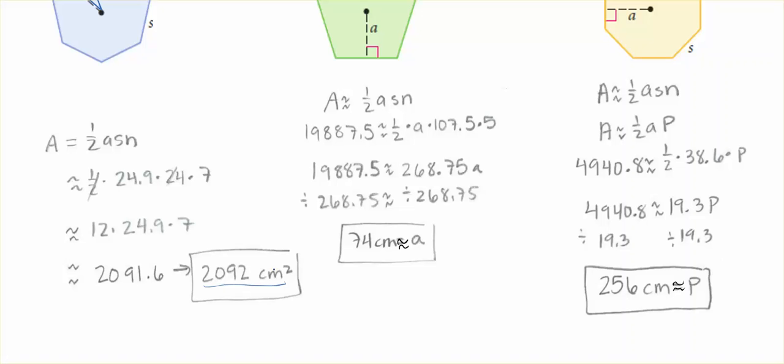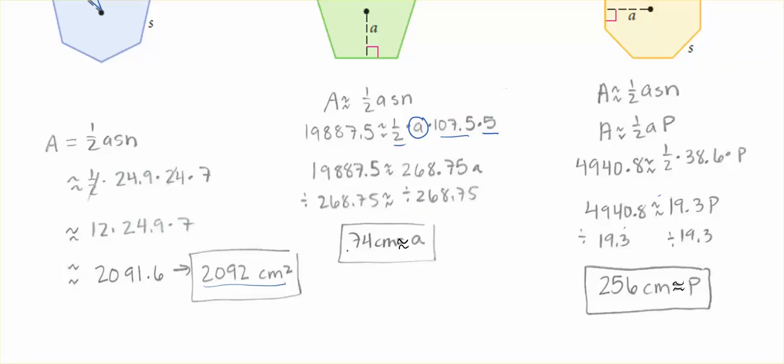In the second problem, I'm looking for a, the apothem. So I'm given the area approximately, I'm given the side length, and again, I have to count n for myself, which is 5. So I went ahead and set my area equal to my formula on the other side, substituting in all my values except for a. And then I simplified this by multiplying it, plugged it into my calculator, and found a, of course. I did an inverse operation and came up with 74 centimeters as the approximate length of my apothem.